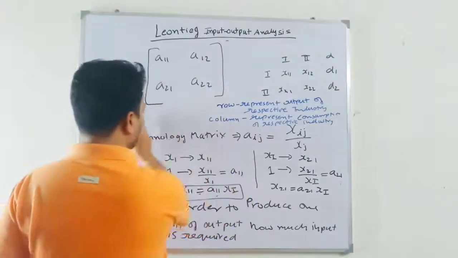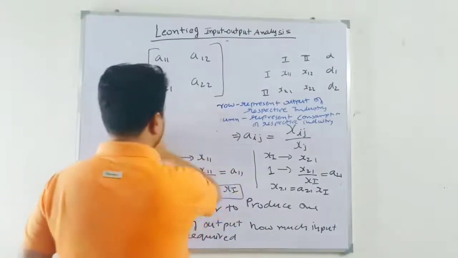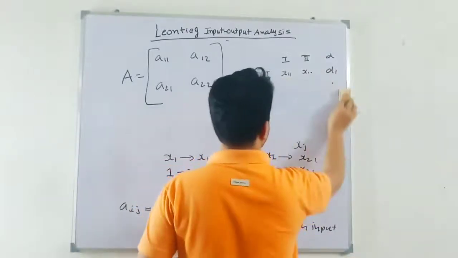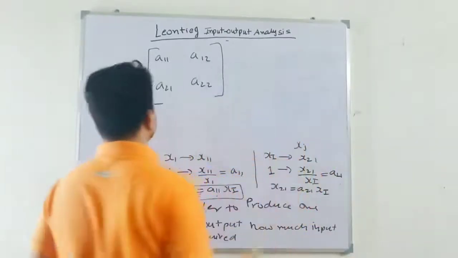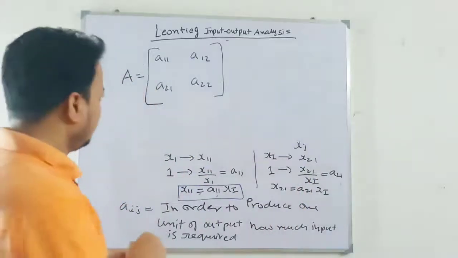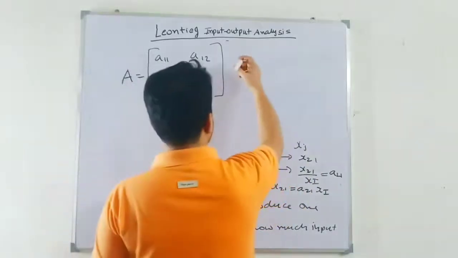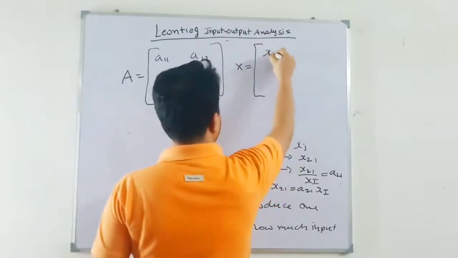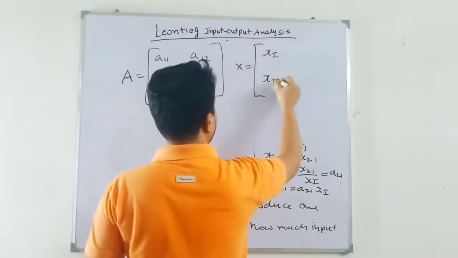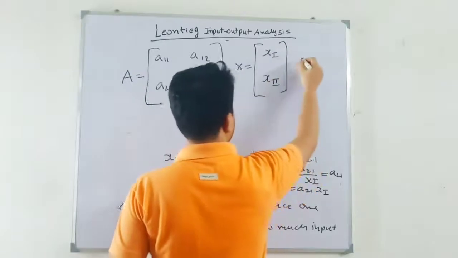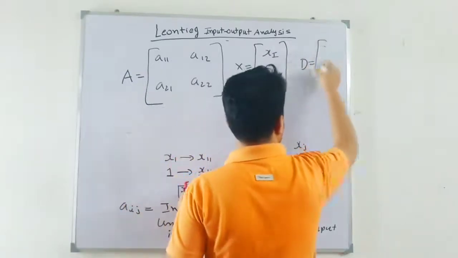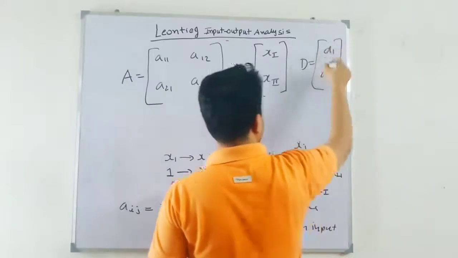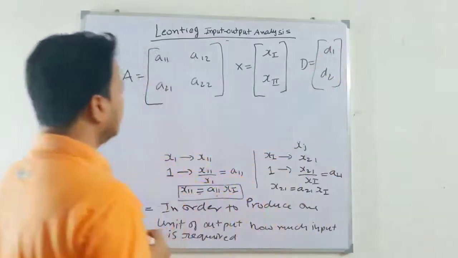I rub this out. So the A matrix, you know, and the X matrix, because it is a 2 by 2 production matrix, you know, x1, x2, and the demand matrix you also know, I write it out only, d1, d2. This is the open model. In the closed model it will be 0.